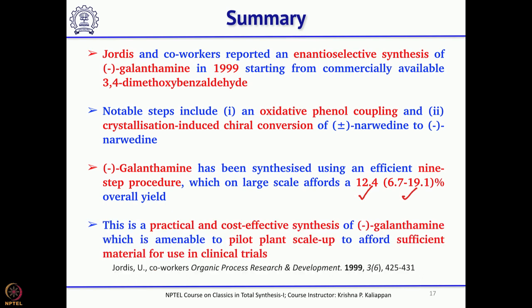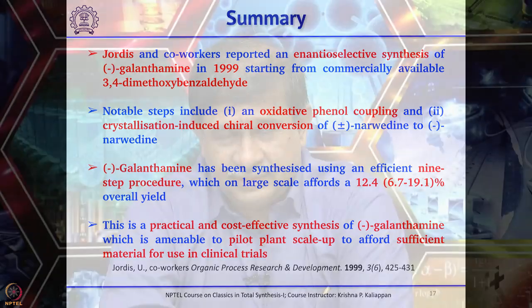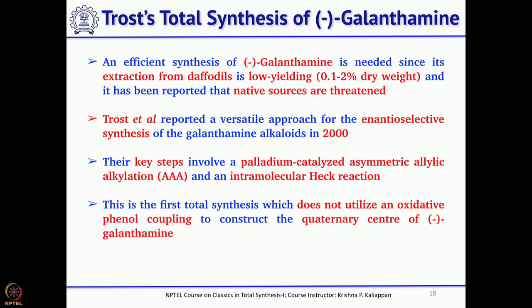Then I will move to the third total synthesis, which was reported in 2000 by Barry Trost. Here he has used asymmetric allylic alkylation as well as the Heck reaction as the key reactions to synthesize galanthamine. His was the first total synthesis where the oxidative phenol coupling was not used. Before that, most of the syntheses involved oxidative phenolic coupling to get galanthamine, and his synthesis came out of that and started with a Heck reaction to construct that bond.